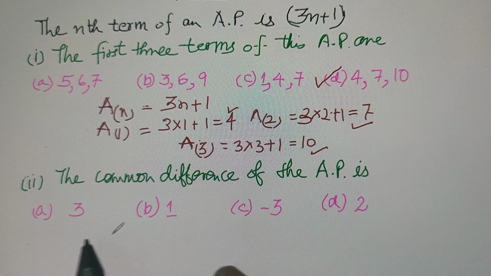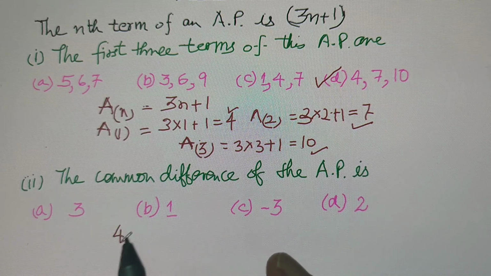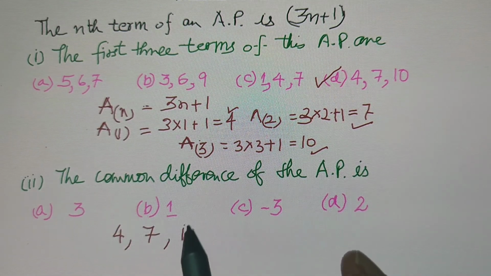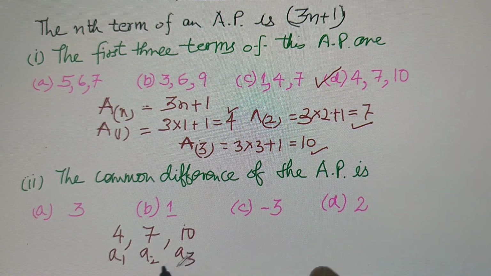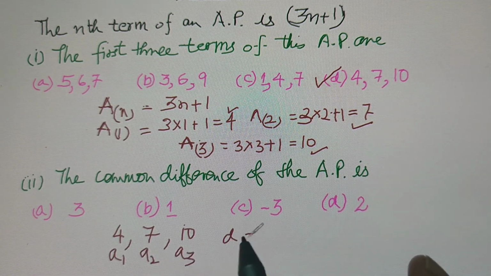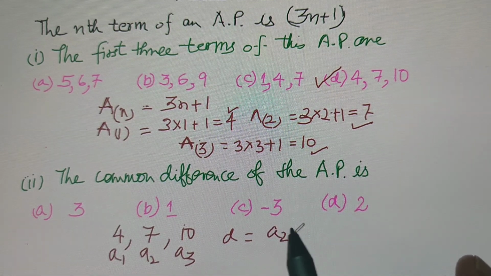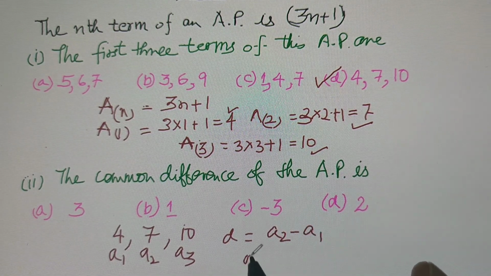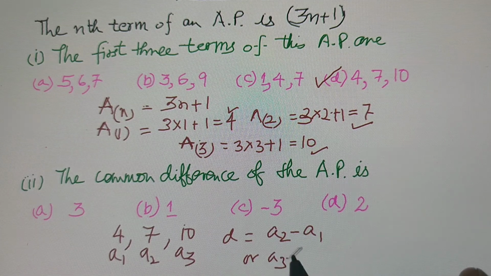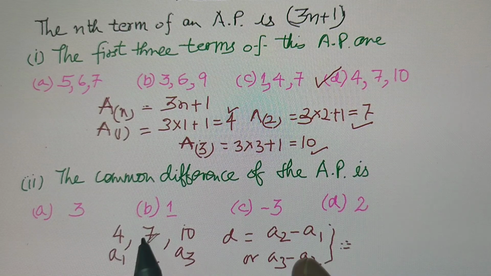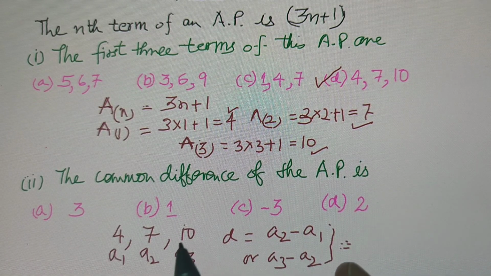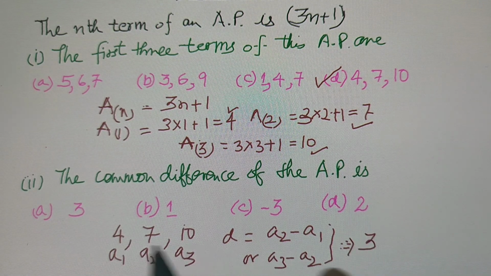Now we have got the first three values as 4, 7 and 10. So this is A1, A2 and A3. So the common difference, which is d, is going to be A2 minus A1 or A3 minus A2, which is going to come in as 7 minus 4, which is 3, or 10 minus 7, which is again 3. So option A is the correct answer.